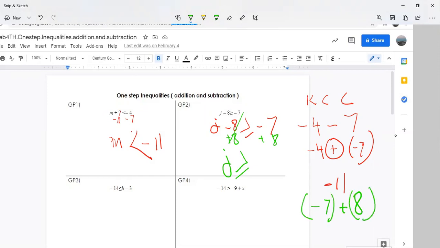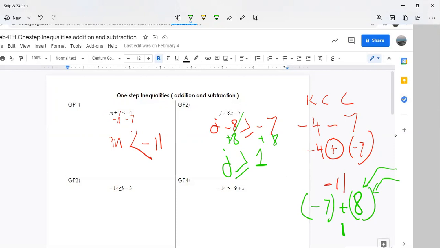Okay, so this is addition. Different signs. The rule says subtract them. 8 minus 7 is 1, and keep the sign of the number with the bigger absolute value. In this case, it's 8. So keep it as a positive 1. So the answer is j greater than or equal to 1.